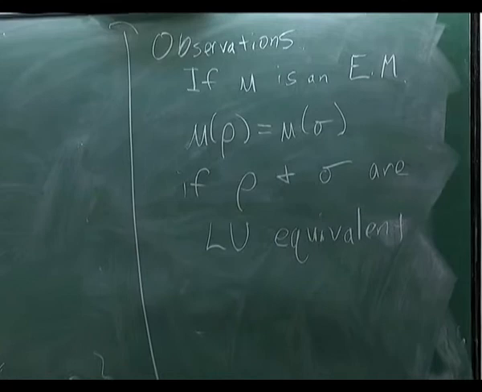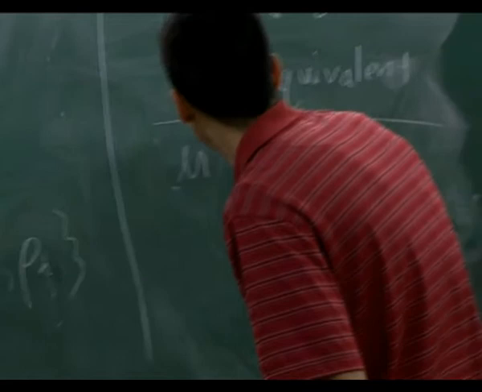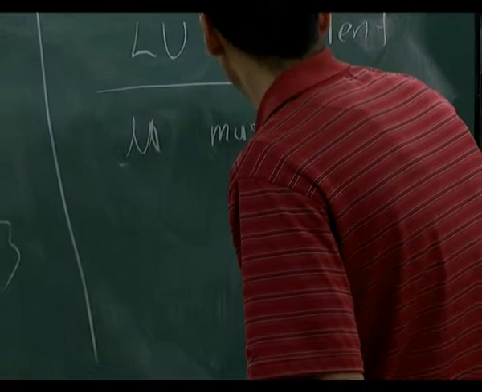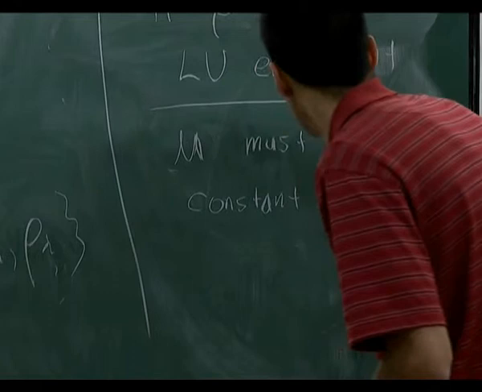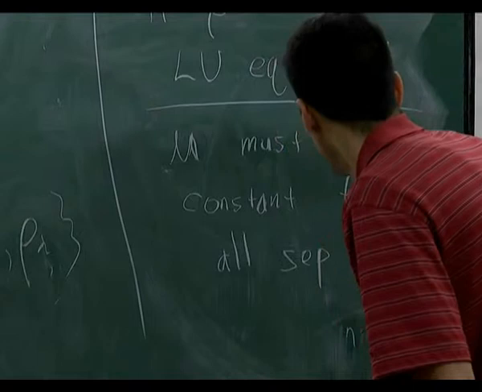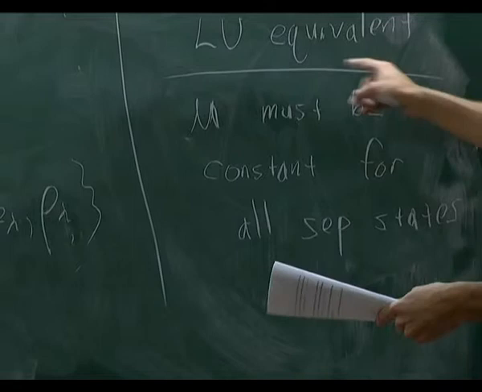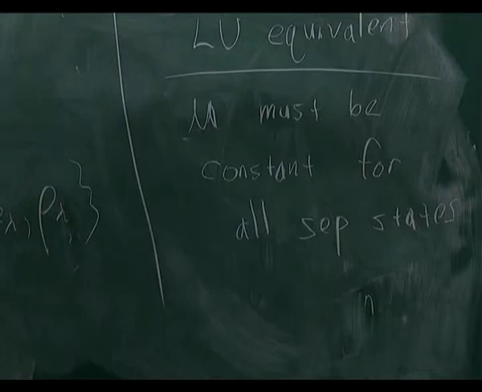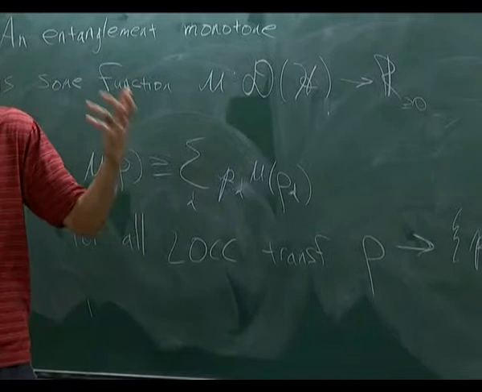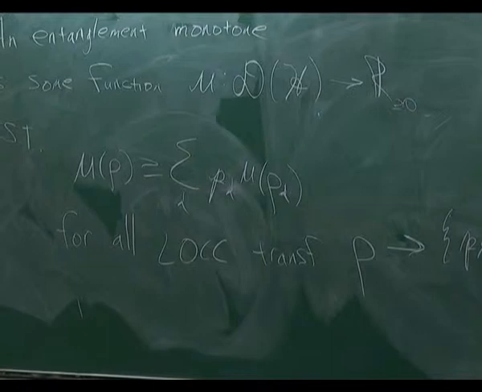let's say here, mu must be constant for all separable states. And again, the reasoning is the same: you can always map one separable state to another by LOCC. You can go back and forth. So what we do is we say, well, let's normalize this. Whatever this constant is for whatever this function, we'll normalize it to be 0. So we'll just say if it's separable, then mu is 0. OK.